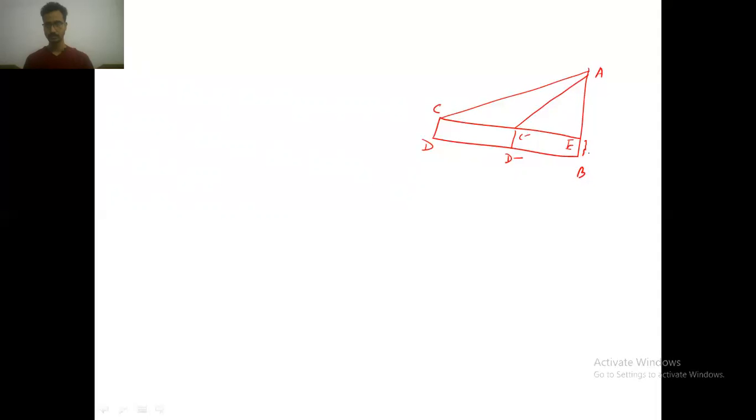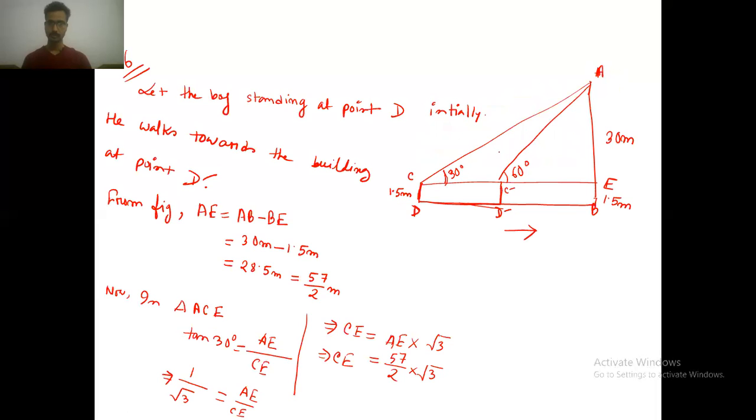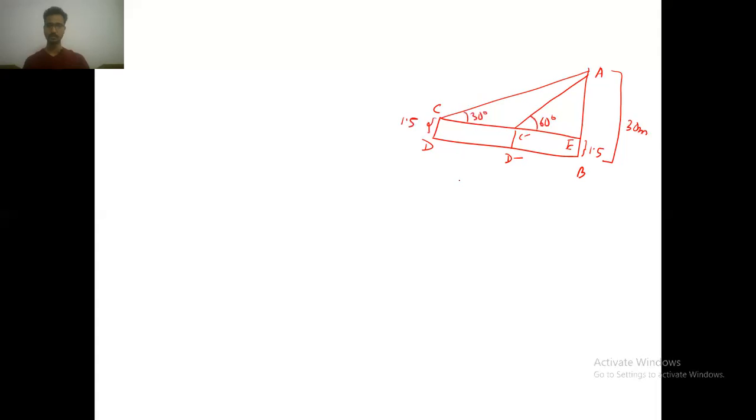This is 1.5, and the whole length is 30 meters. I am drawing the figure so that you can understand. This 1.5 is given. This angle is 30 degrees, and this angle is 60 degrees. Just now we have found the length of CE. Now see the smaller triangle AC'E.